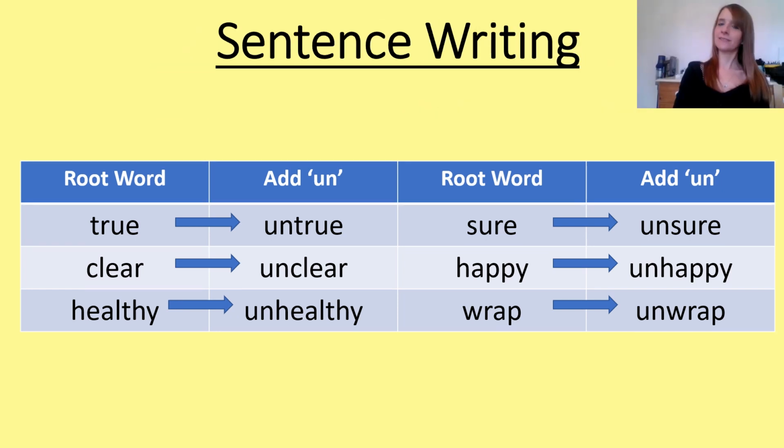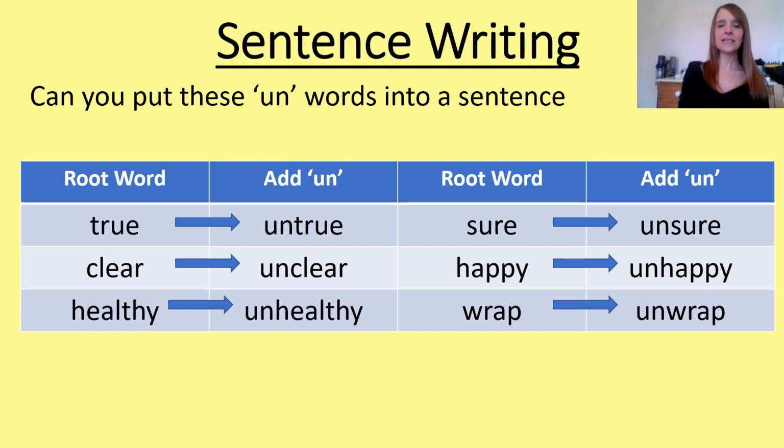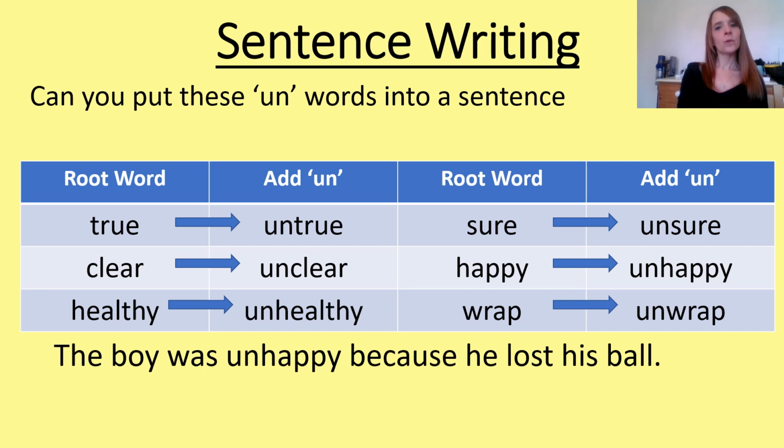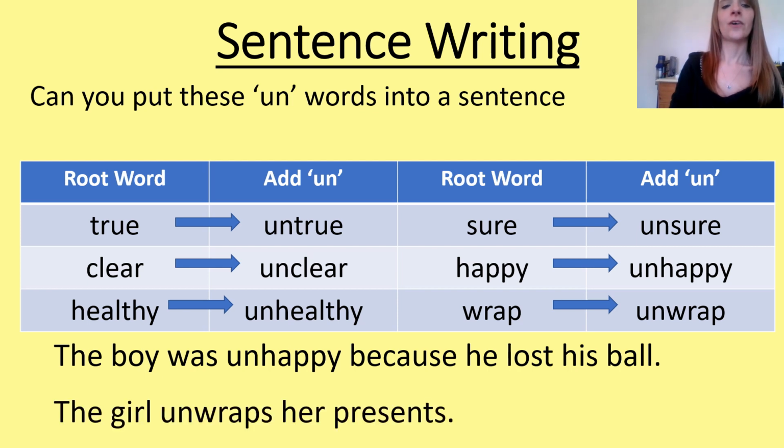Okay, so we're going to move on to a little bit of sentence writing now. Don't forget the things we need in a sentence are a capital letter, full stop, finger spaces, trying to spell those words using the graphemes that you know. So the sentences we're going to be writing today, we're going to use these words and see if we can put them into a sentence. So for example, the boy was unhappy because he lost his ball. Or the girl unwraps her presents. You can use these words if you like, or you can see if you can think of some sentences which contain some words that you've come up with yourself. Good luck, boys and girls.